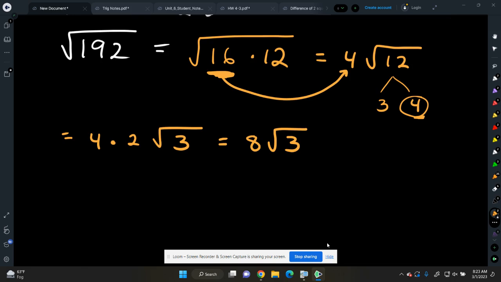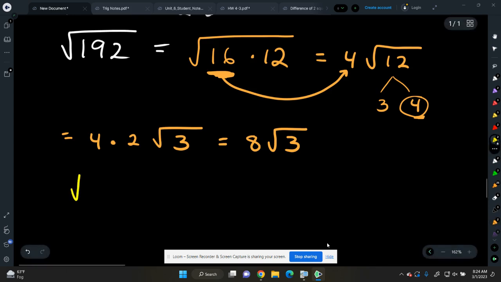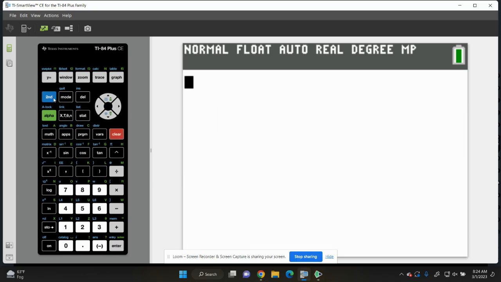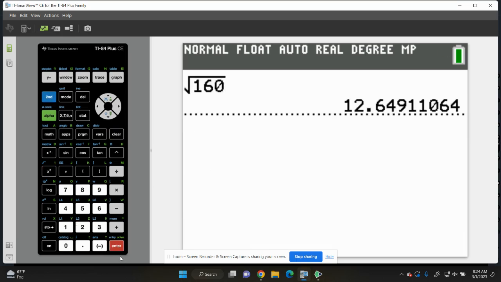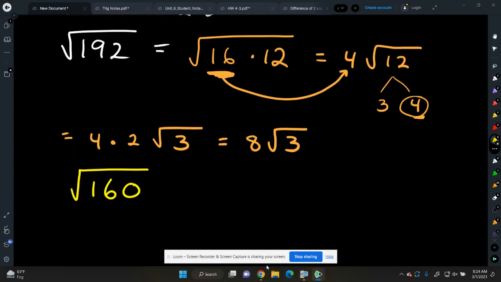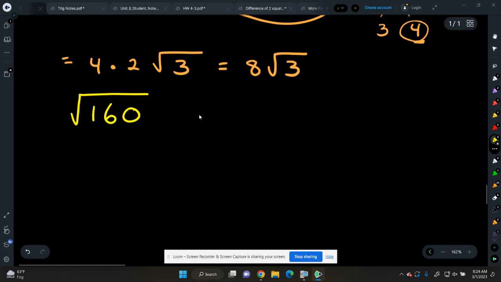Okay, let's look at another one. Let's look at the square root of 160. If I do that on my calculator, square root of 160, I get a decimal again. So I can't just do that. So what do I do? Factor it down. Yeah, we can try 8, right? It's going to be 8 times 20. Or 16 times 10, right? That's going to be even better.